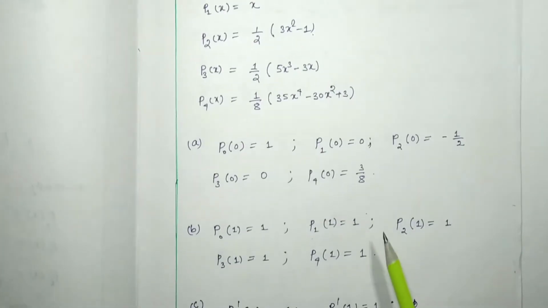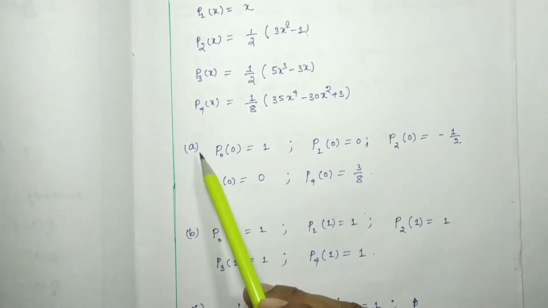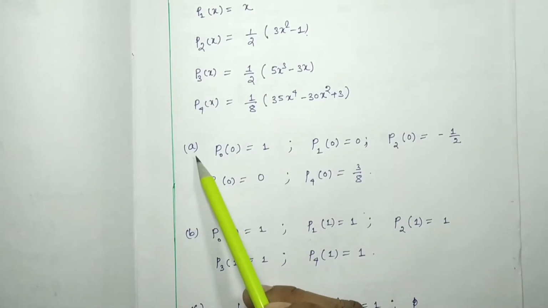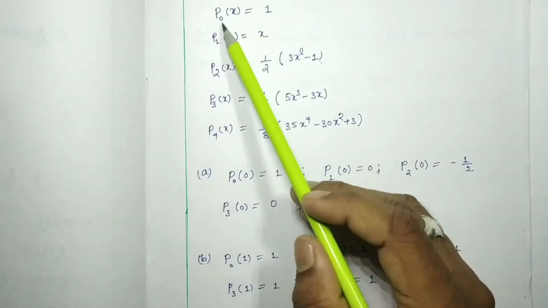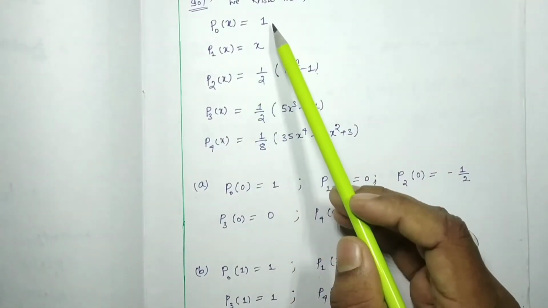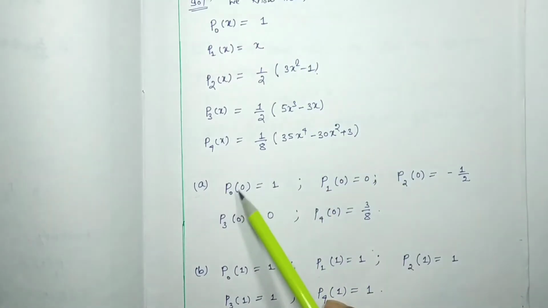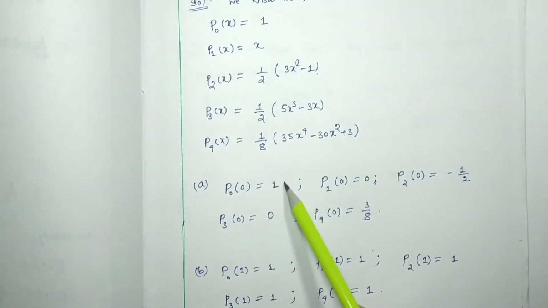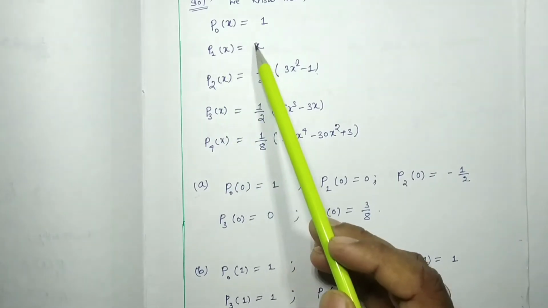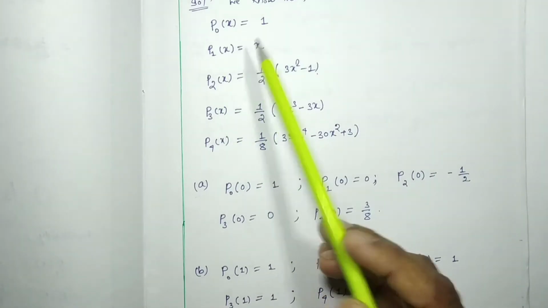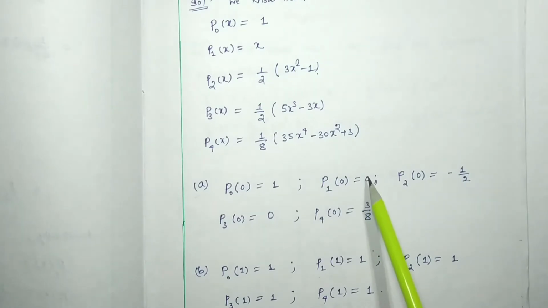Then we have to go for question number A. It is asked that we have to find out P00. Here this P0x is not a function of x, so obviously P00 will be the same answer, 1. Okay. Next we have to put P10. So instead of x, if we put 0, then the value will be 0, right?